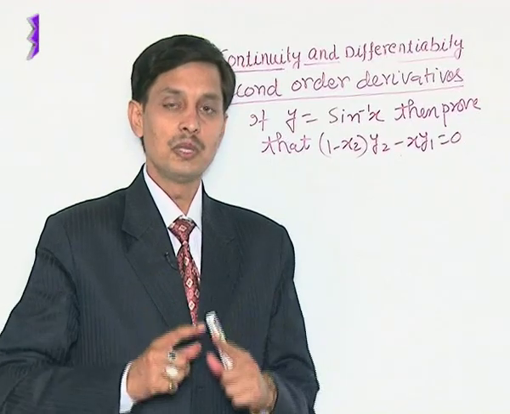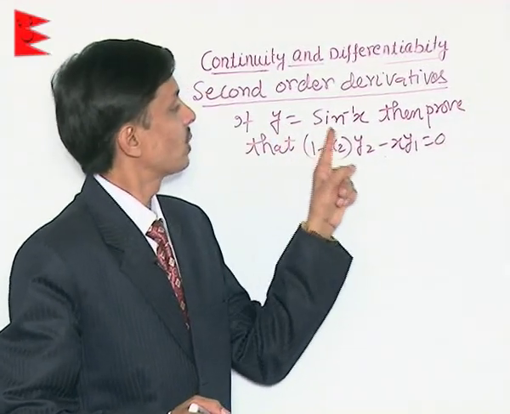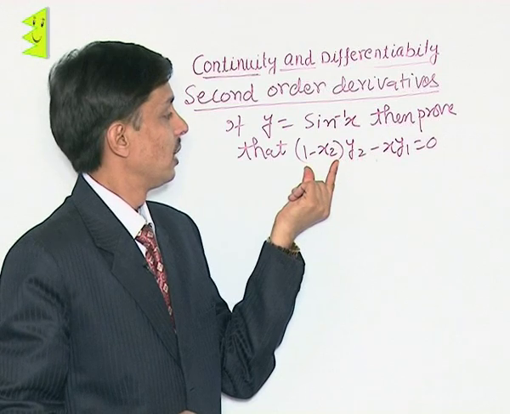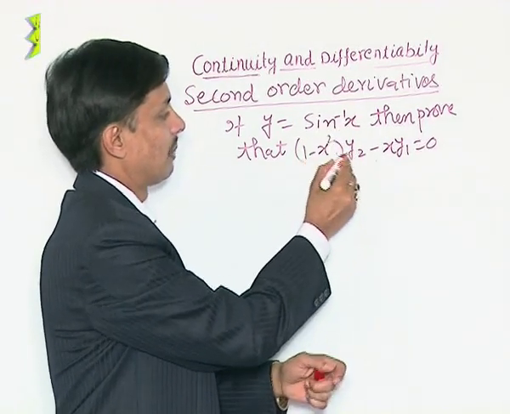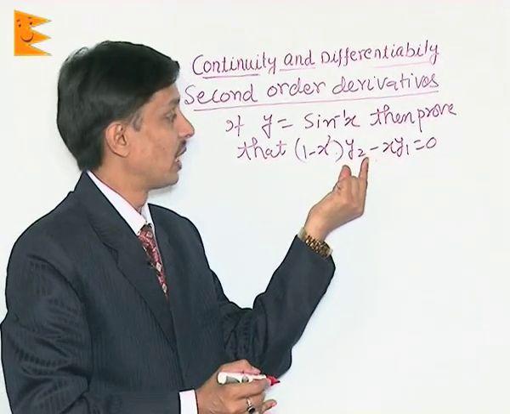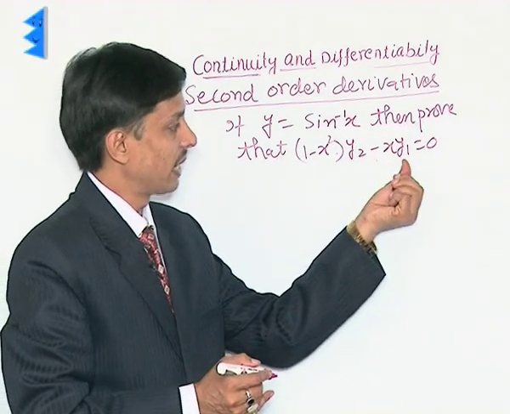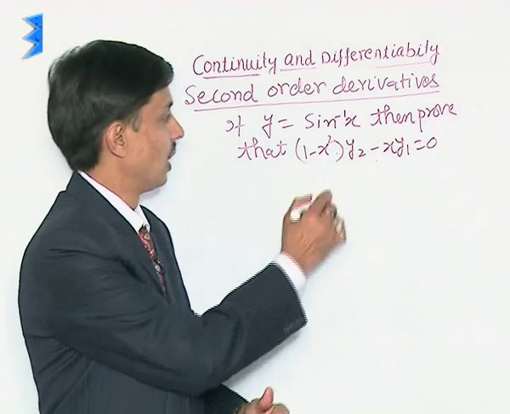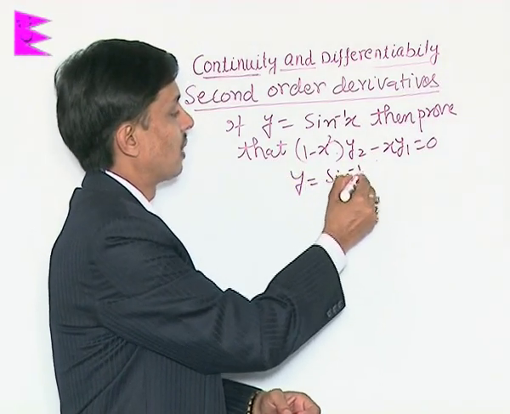One more proof that is based on the second order derivative. If y is equal to sin inverse of x, then prove that 1 minus x square times y2, where y2 means second derivative, that is d2y upon dx square, minus x y1, means x times the first derivative, is equal to 0. We have y is equal to sin inverse of x.